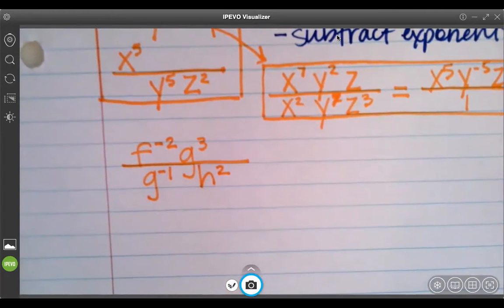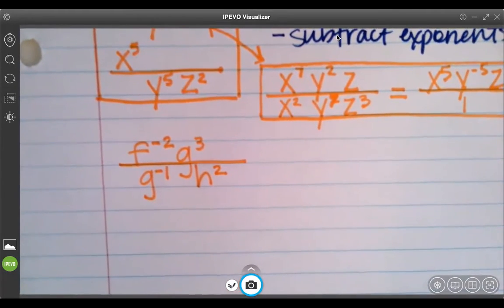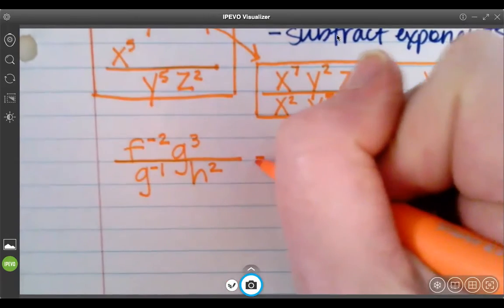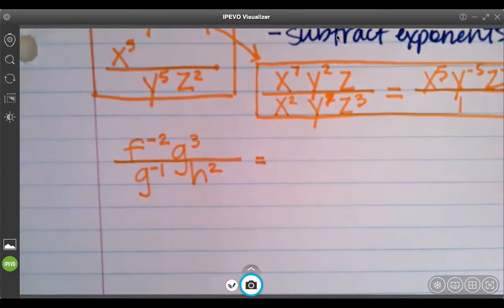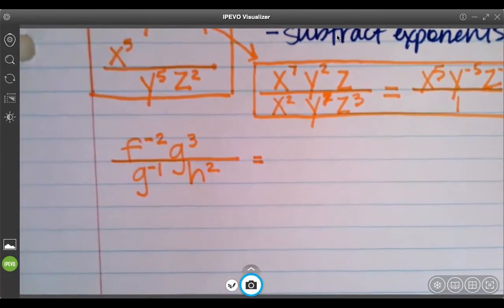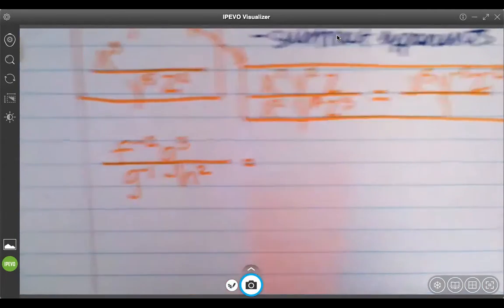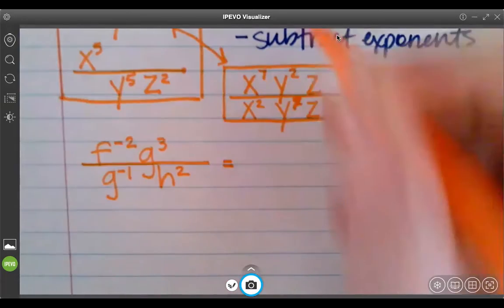Now we don't have a 1-to-1 match. F doesn't have a partner in the bottom, H doesn't have a partner in the top. We also have some negative exponents. So that's how this particular example is a little bit different. But the process is still going to be the same. I'm going to pick wherever they're larger, and I'm going to leave them there. Well, negative 2 is the only one that I've got. So I'm going to just leave that at the top for now.